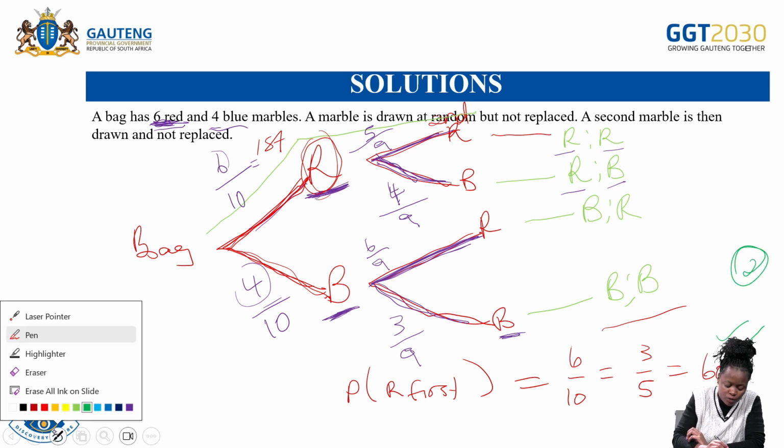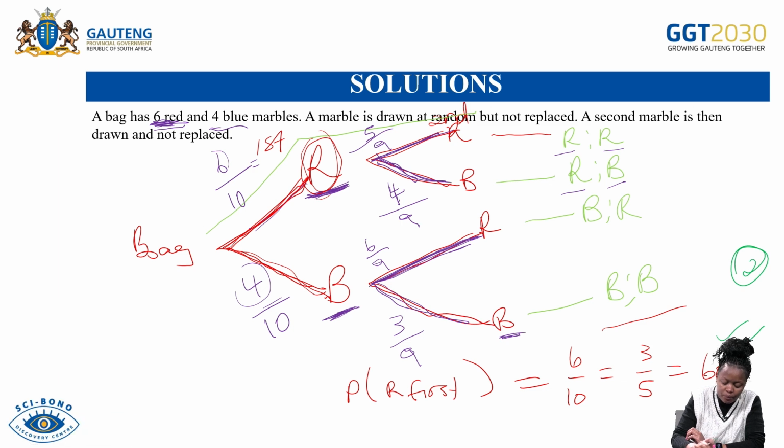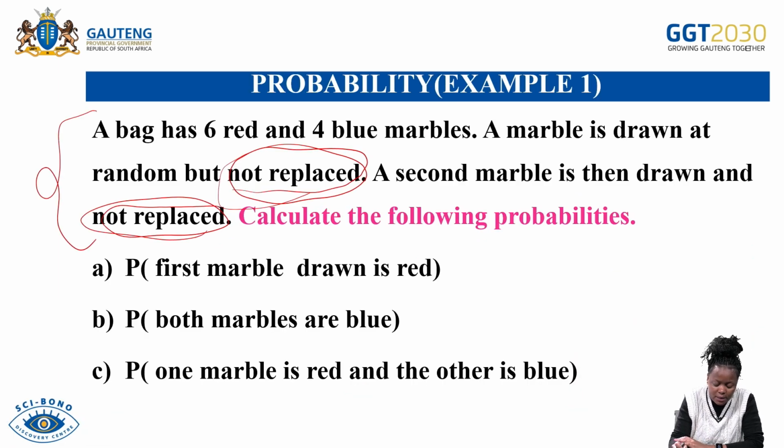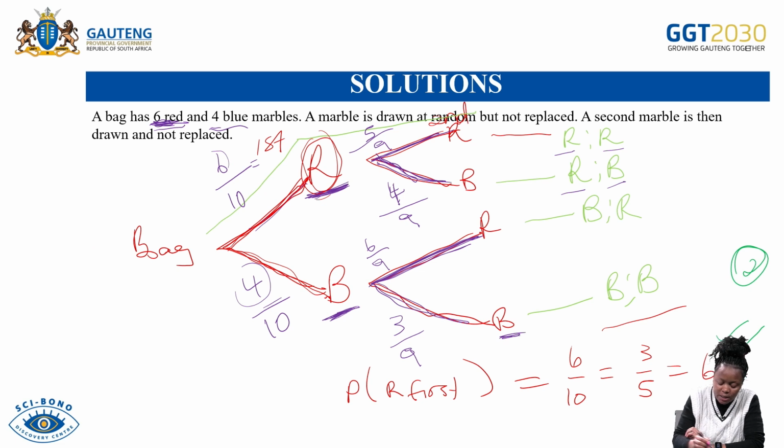Then let's move to the second one. The second one says calculate the probabilities of throwing both marbles being blue. So both marbles being blue. So we go back to our tree diagram. We check your tree diagram. This is your A. You check your tree diagram.